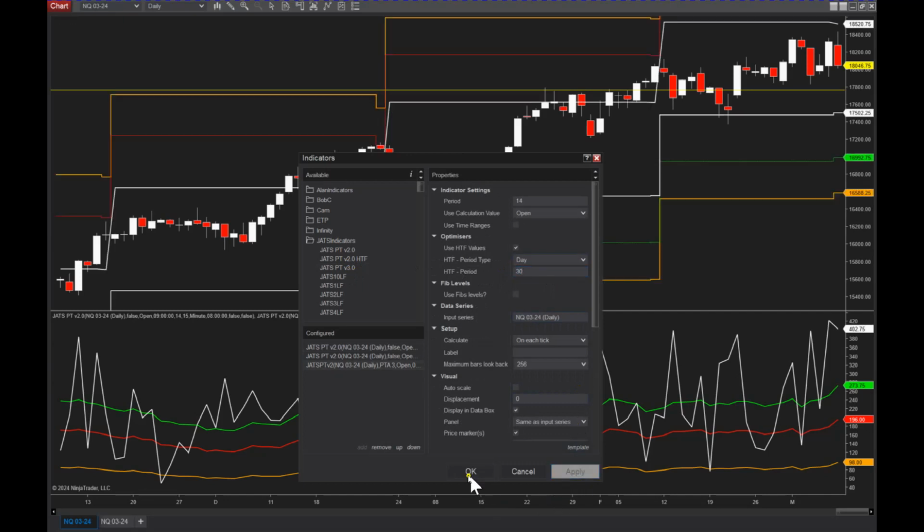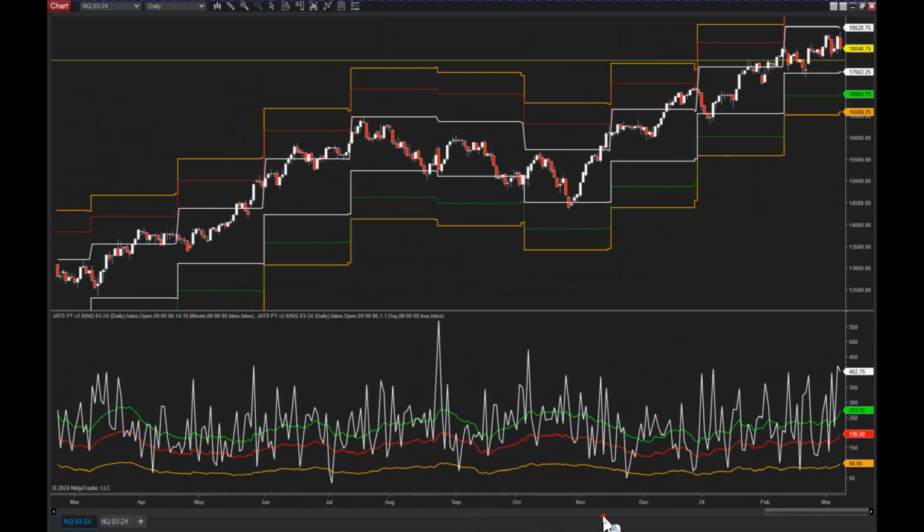Hit apply. I'm going to go ahead and remove this yellow line.